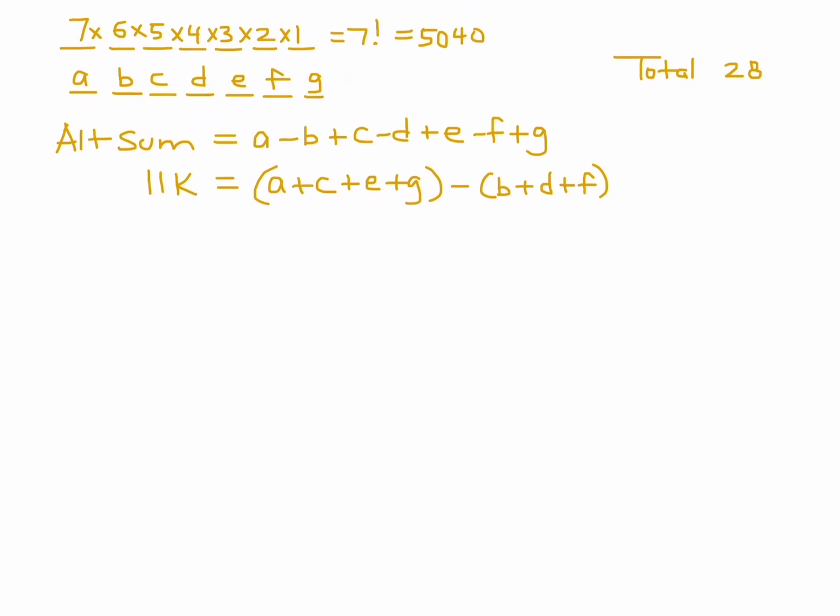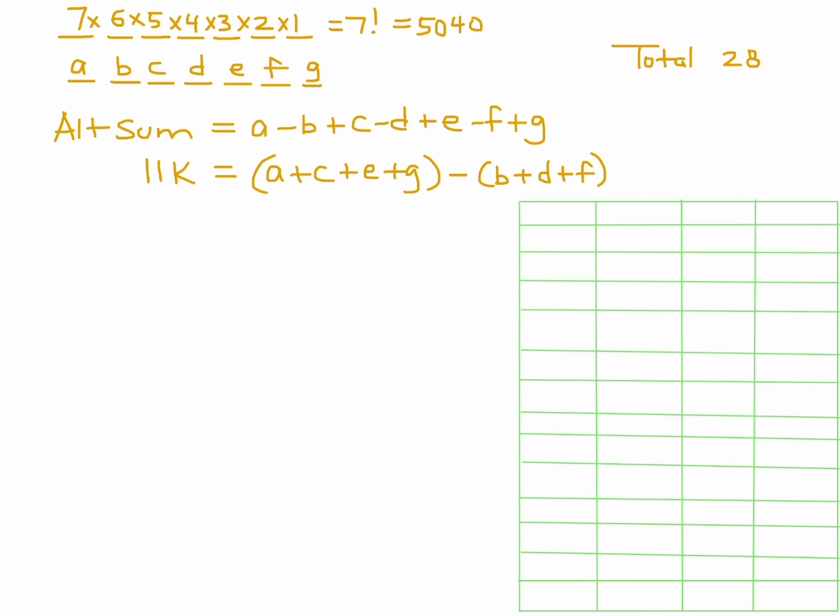All right? So with that, I'm going to make a table. The first entry is this guy right here: A plus C plus E plus G. And the next entry is this guy right here: B plus D plus F. And the difference between those two is right here. And then we're going to figure out what K is. Okay. So because the total is 28, whatever we put for this guy, the total is 28. So this is going to be 28 minus this.